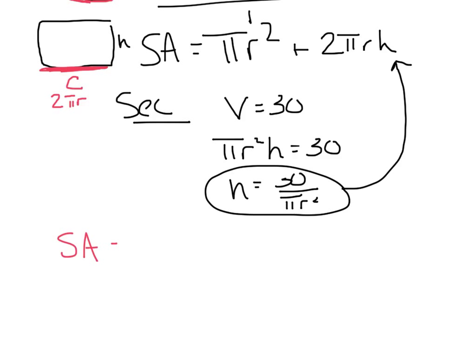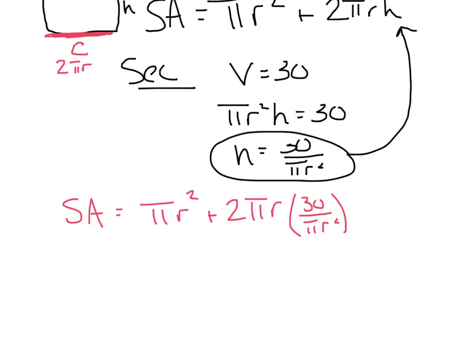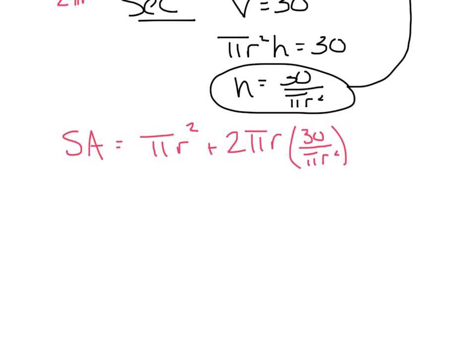So I've got surface area equals pi r squared plus 2 pi r, and in place of h, I'm putting 30 over pi r squared. Now, we've talked about cleaning these up. I certainly wouldn't take the derivative until this is cleaned up. So I've got surface area equals pi r squared plus, let's see, the 2 and the 30 make a 60. This pi will cancel with this pi, and I have r over r squared, so I'm going to bring that up as r to the negative first. Hopefully you realize that is 1 over r.